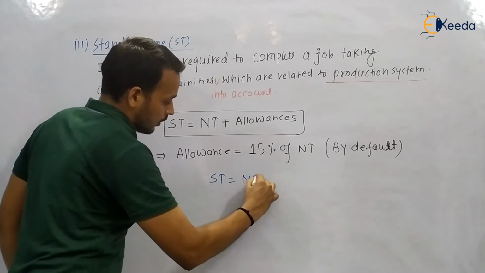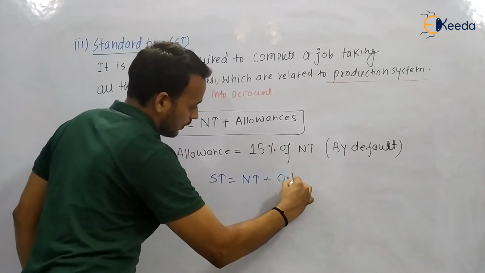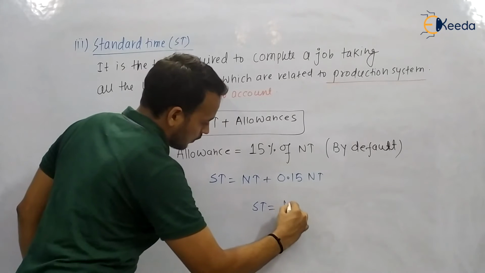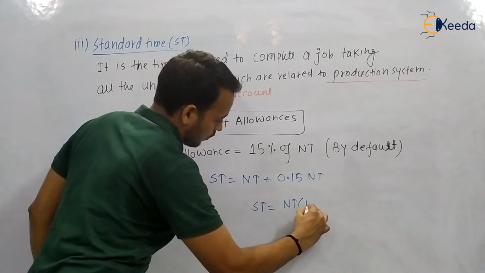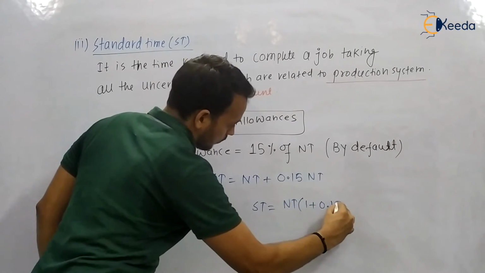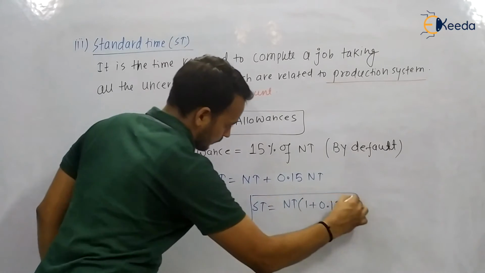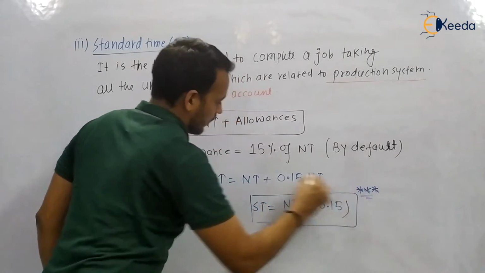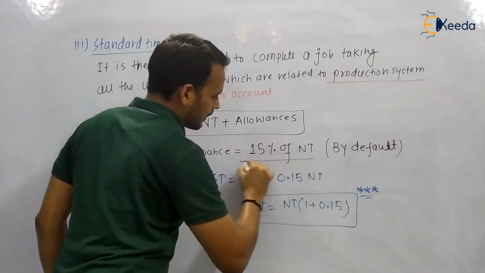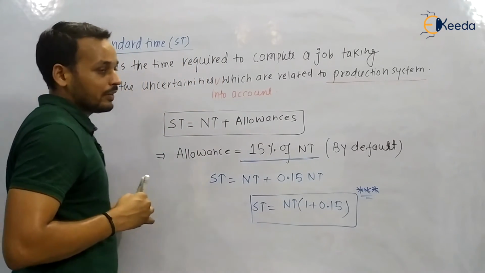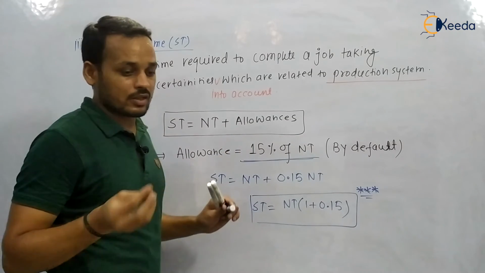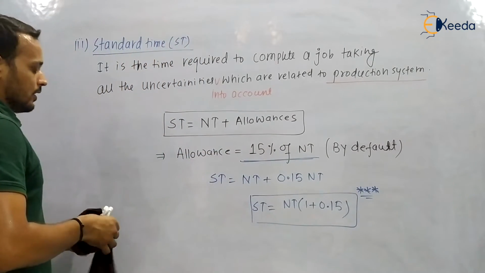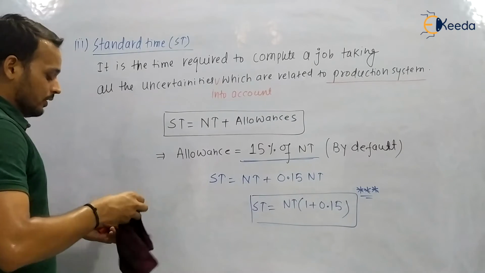So it is going to be normal time plus 0.15 times normal time. So standard time is going to be normal time into (1 plus 0.15). It is by default. If nothing is given, if the data is given, then take it. If given 20%, then consider 20%. If given 10%, then consider 10%. So in this way you can find the standard time.